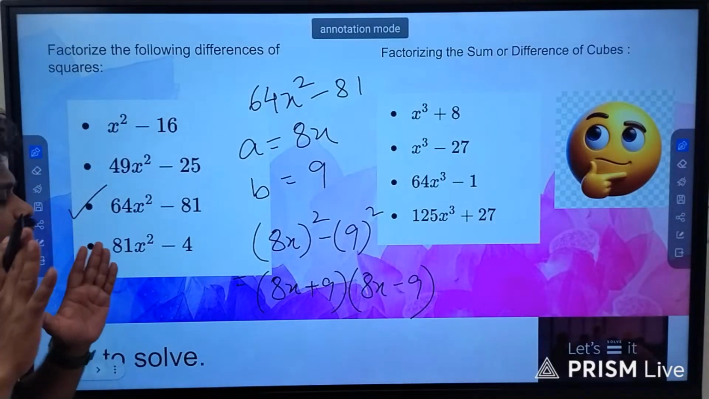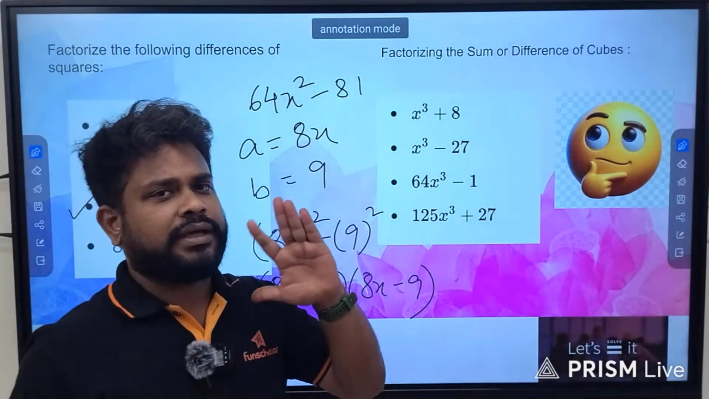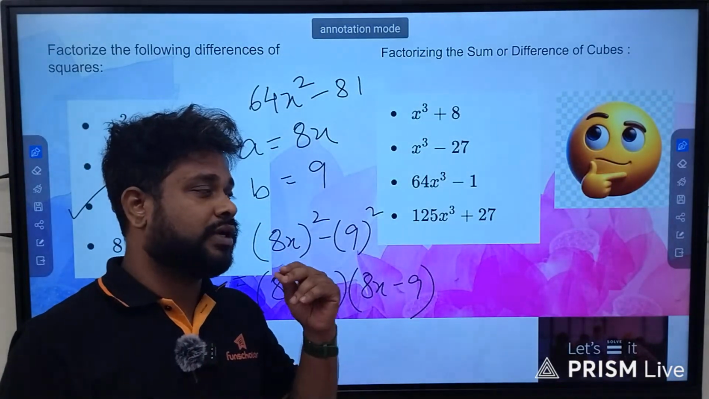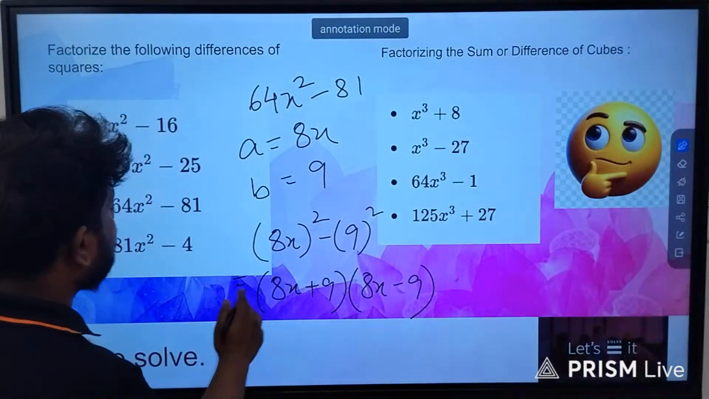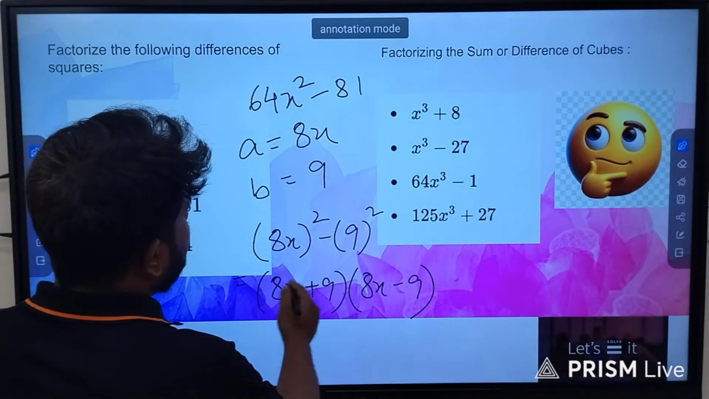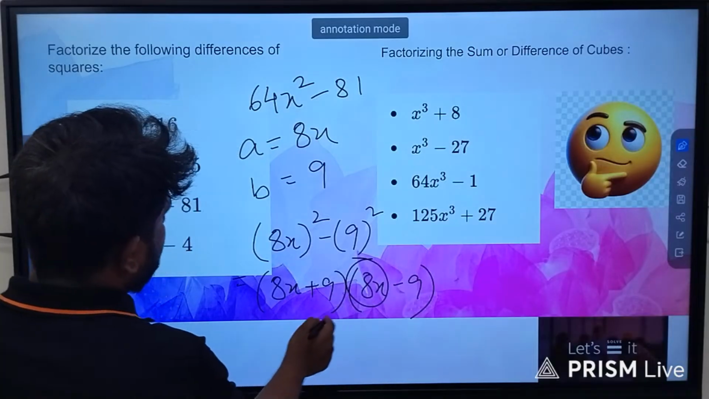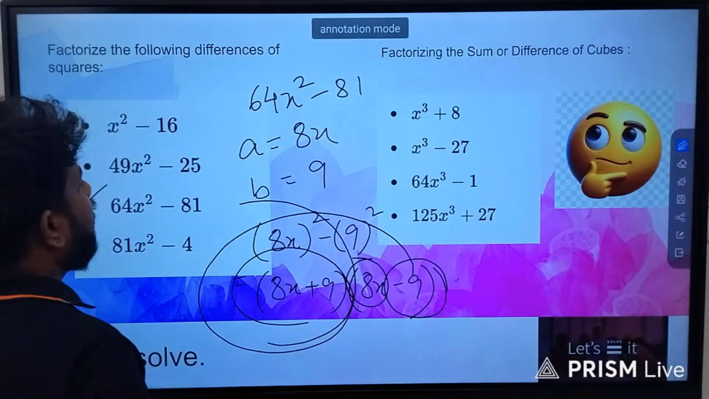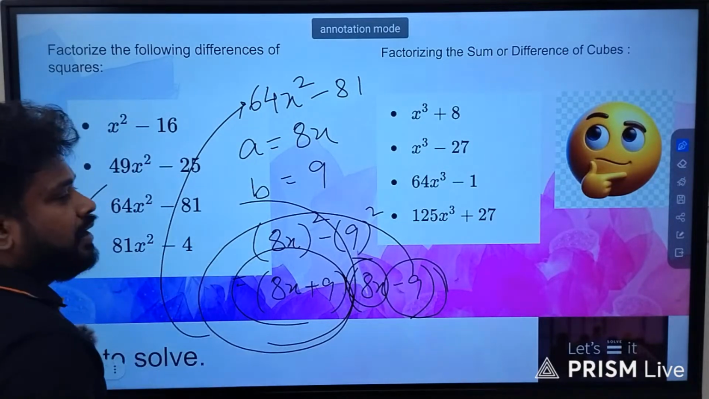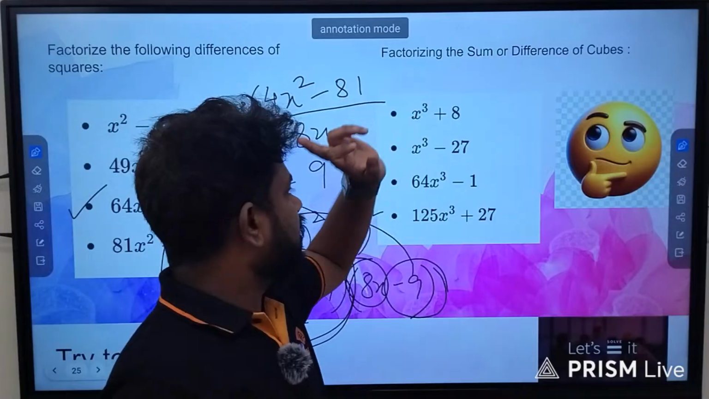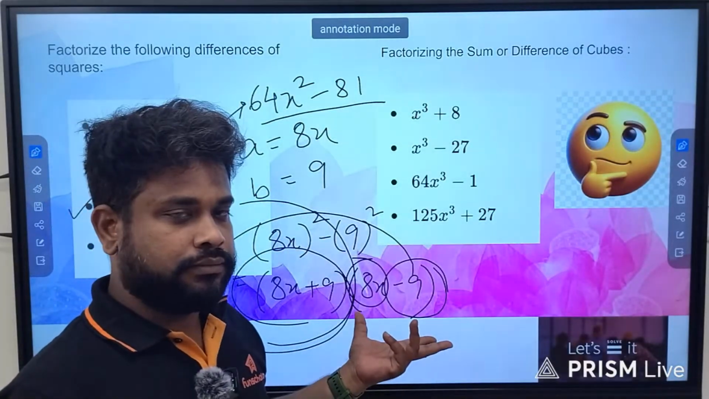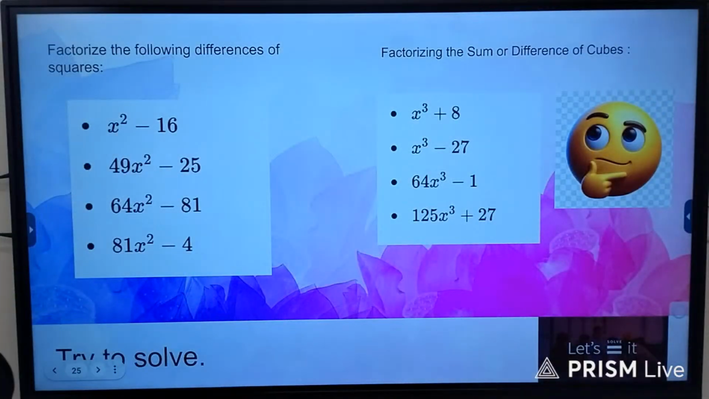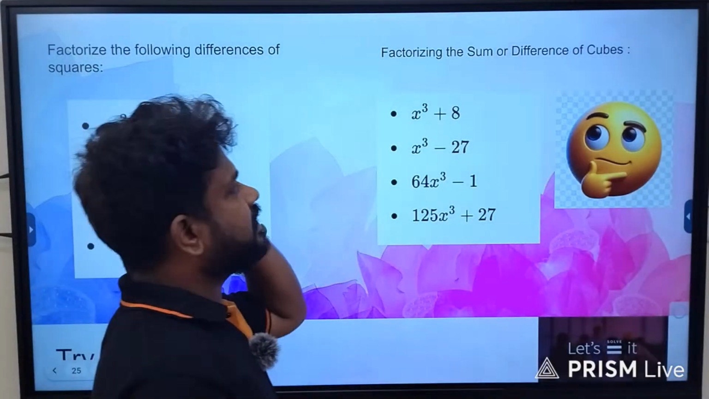Okay, and if you want to try it, even if you're not instructed to do this, some schools may have instructed to do this: recheck this. Again, multiply this by 8x with the whole equation and minus 9 with the whole equation, and you will get this equation again.